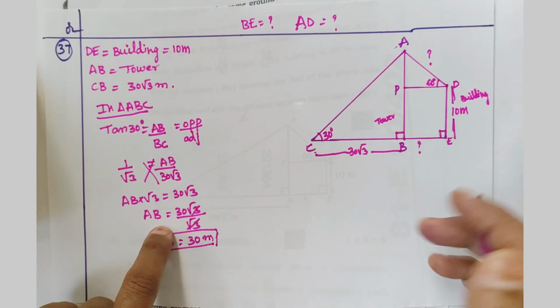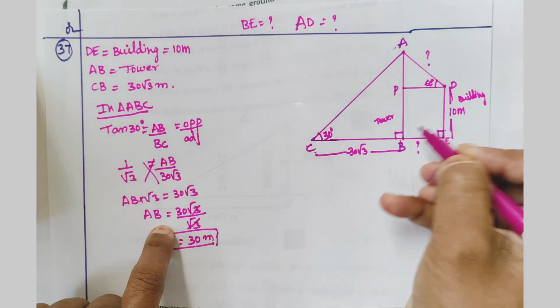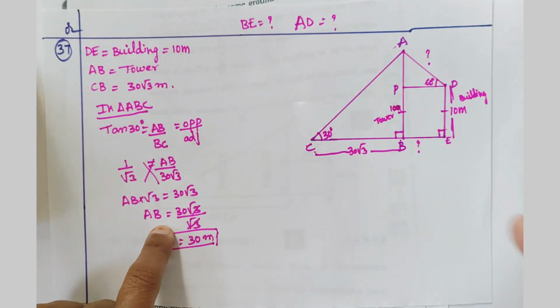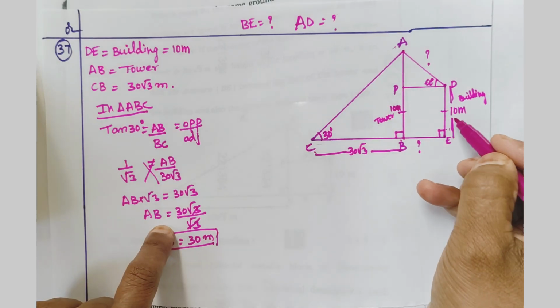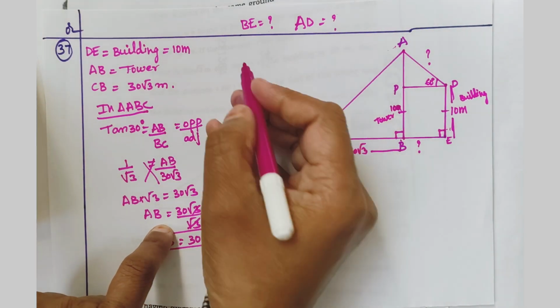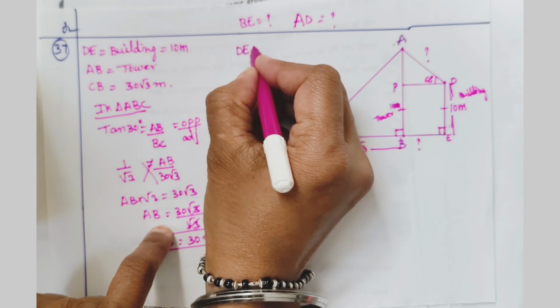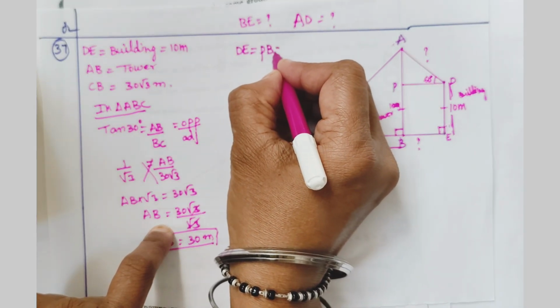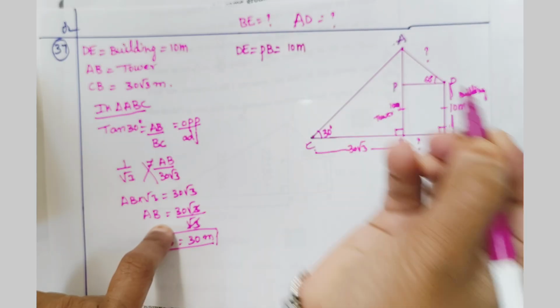Now what is the next concept? See here, DE is equal to PB, and this is 10, so this is also 10 meters. Both are 10 meters.